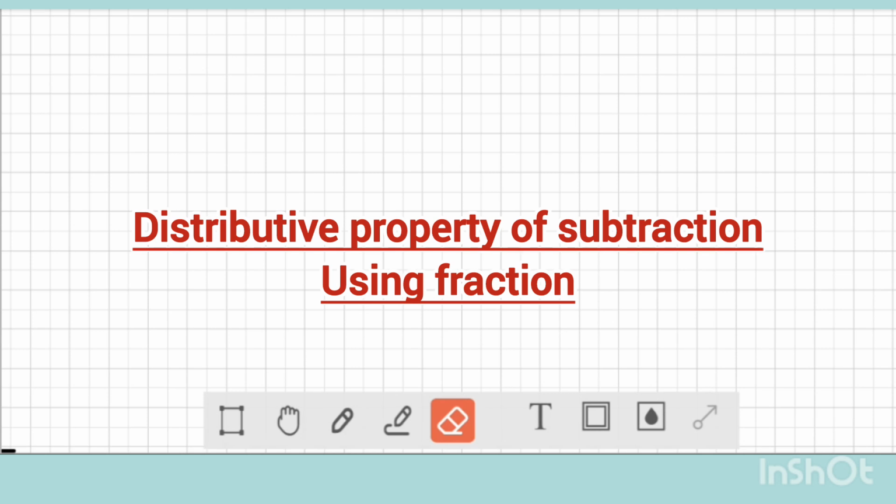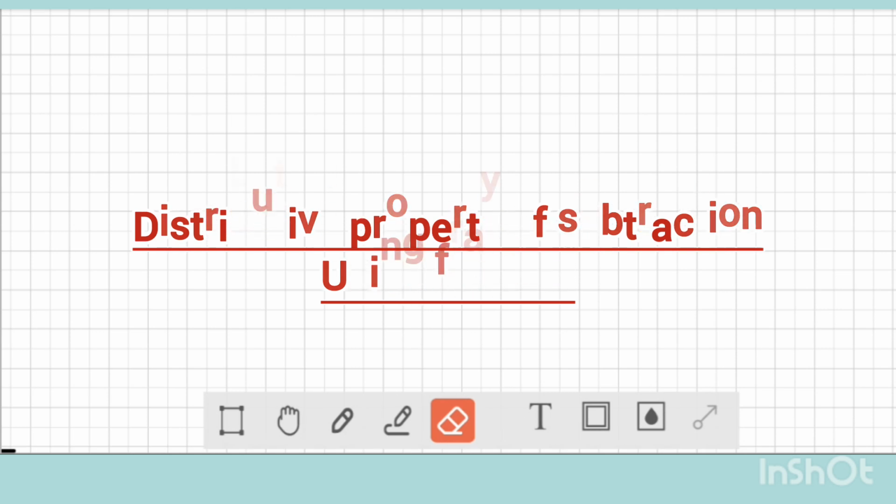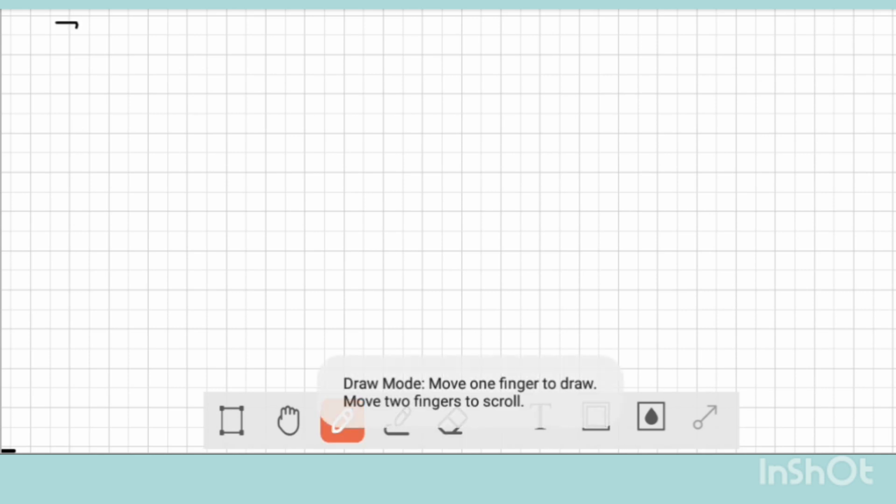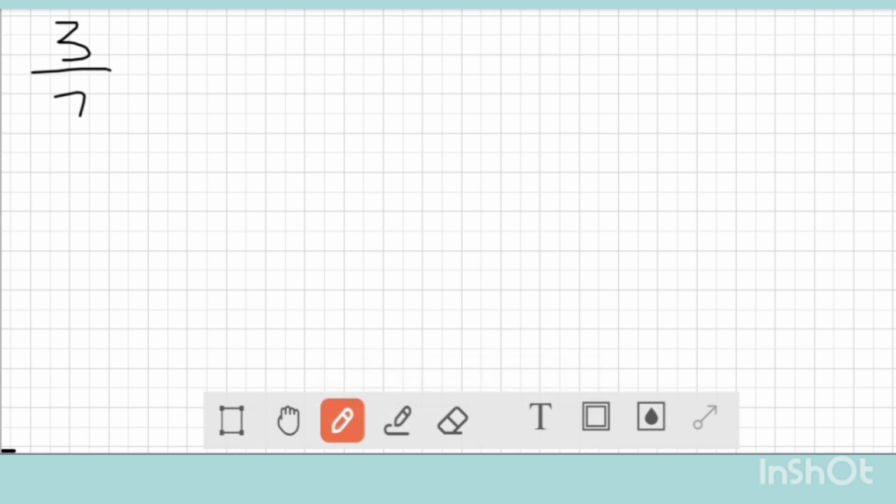I'll be discussing the distributive property of subtraction using a series of fractions as an example. Consider the fraction 3 over 7 multiplied by 14 minus 1 over 9.